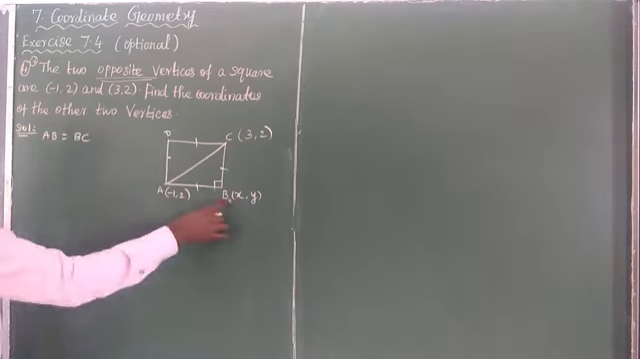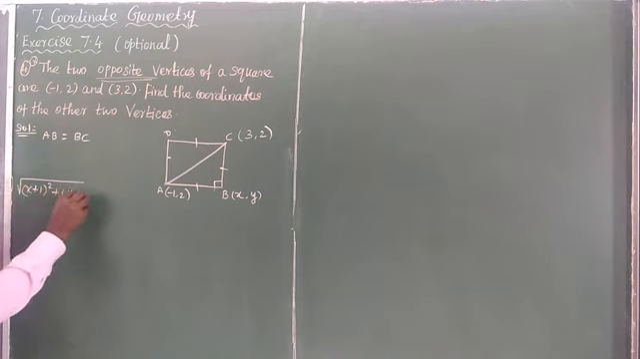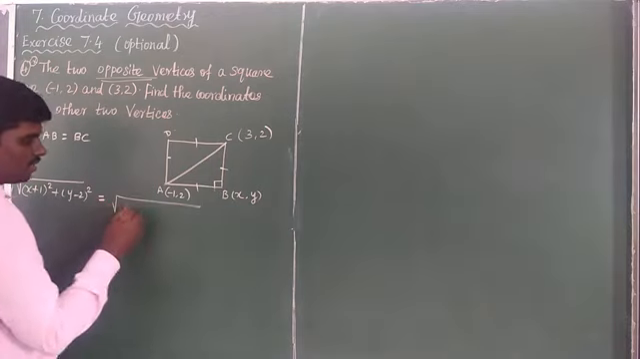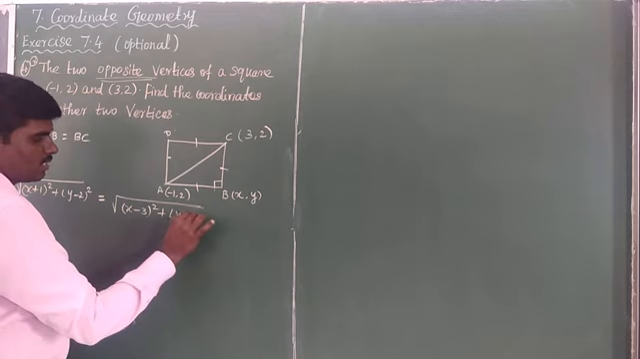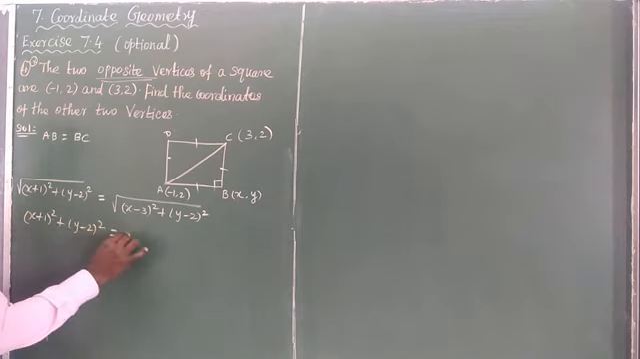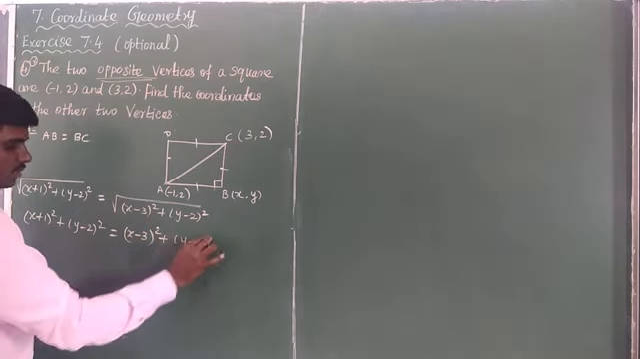So find the distance of AB. How to find it? It is the square root of (x plus 1) the whole square plus (y minus 2) the whole square, equal to, in the same way for BC, the square root of (x minus 3) the whole square plus (y minus 2) the whole square. Squaring both sides: (x plus 1) square plus (y minus 2) square is equal to (x minus 3) square plus (y minus 2) square.